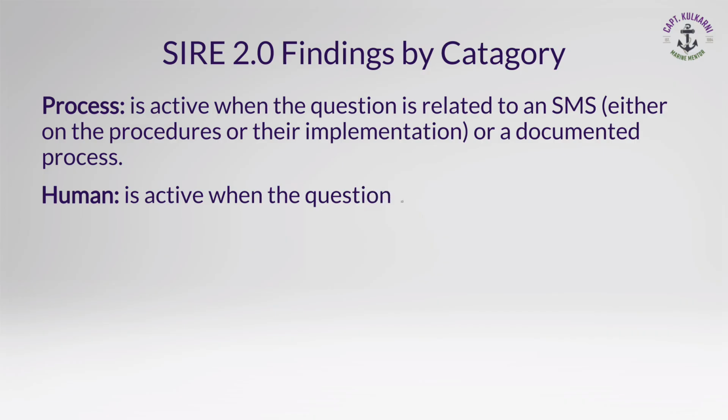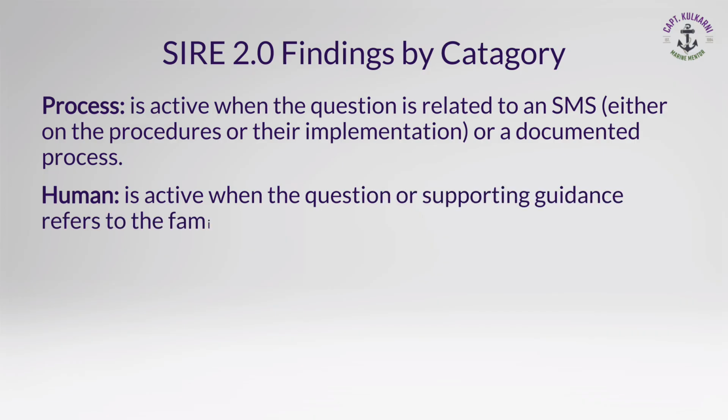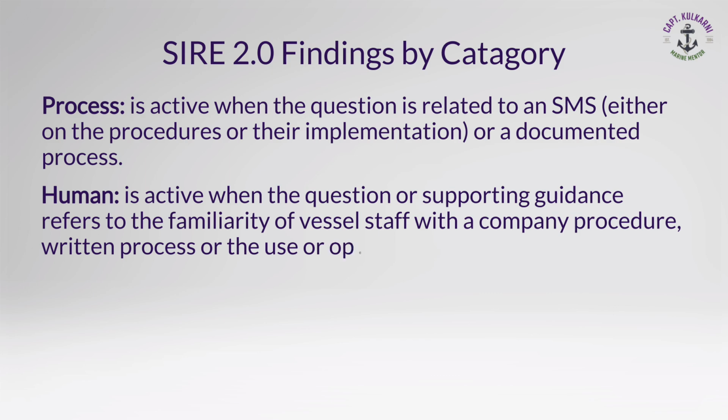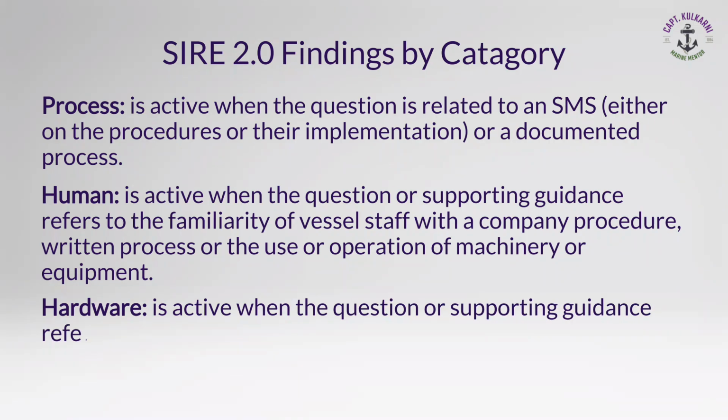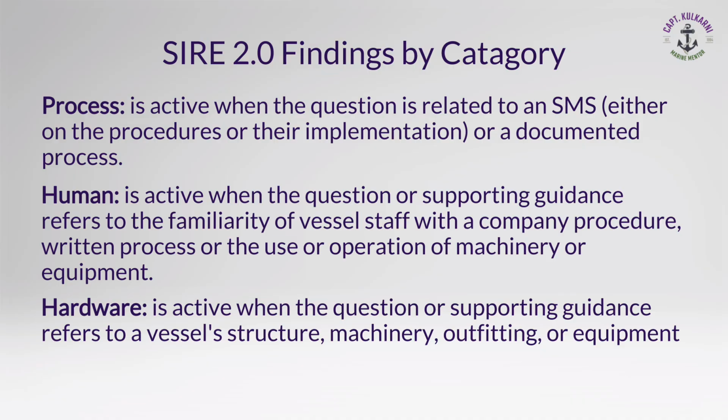Human is when the ship staff is not familiar with the company procedure, written process or operation of machinery or equipment. Hardware is active when the question or supporting guidance is with the vessel structure, like you have a damage on the hull, or a machinery is not working, or outfitting or equipment.